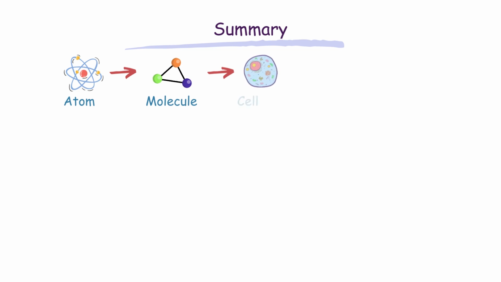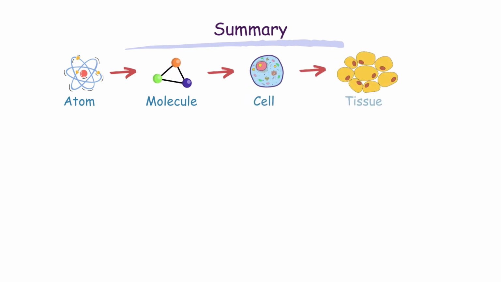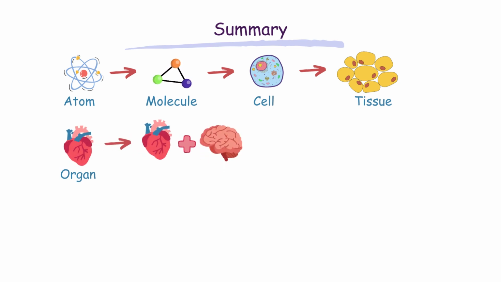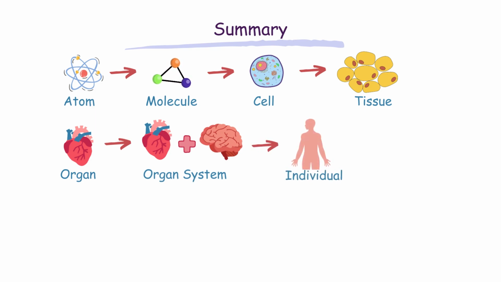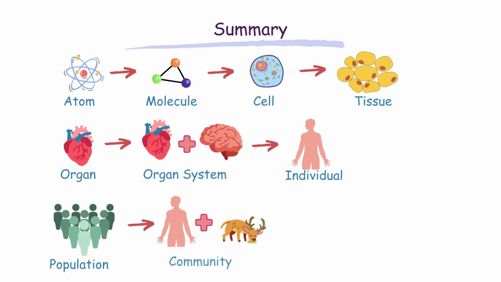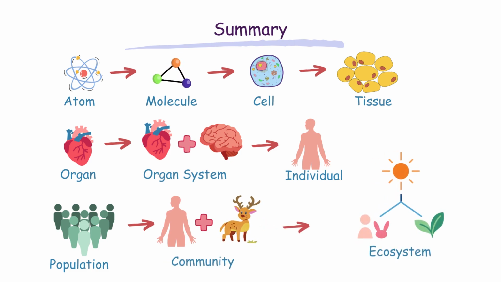And there you have it. Atoms unite to form molecules, molecules unite to form cells. Cells join forces to form tissues. Tissues make up the organs, organs collaborate with other organs to form organ system. And there you have it, organ systems make up individuals, such as a human. Same individuals gather to form a population. Different populations make up the community, and the community forms the ecosystem.